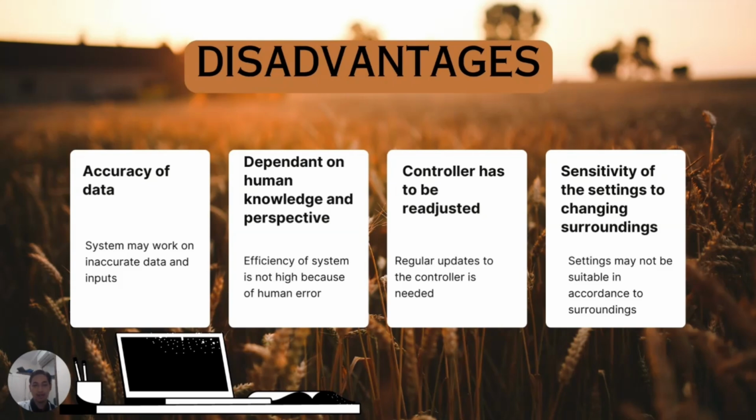And next, the controller needs to be readjusted. The controller needs to be updated regularly so that it can be maintained and remain functional and efficient. And the last one is the settings. The sensitivity of the settings may be changed by the surroundings because not all days will have the same type of surrounding. It may be warm, it may be cold, so the settings may not be suitable for the surrounding.